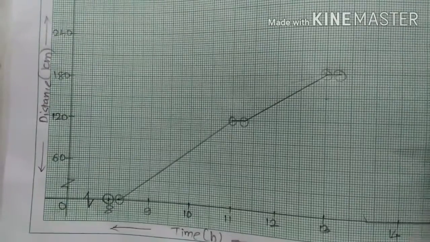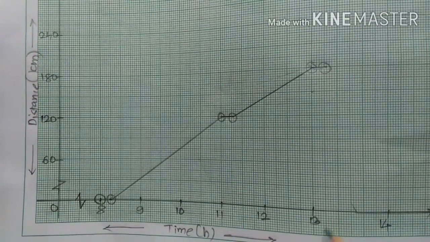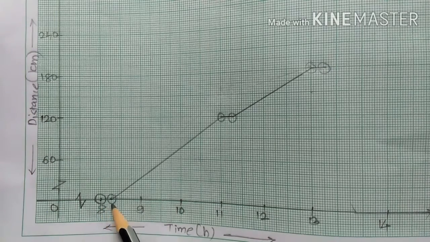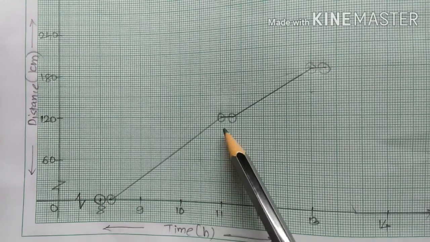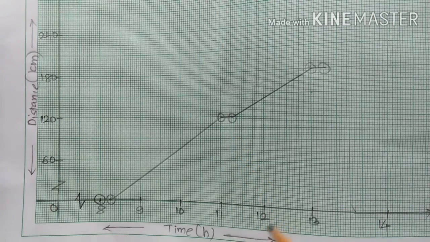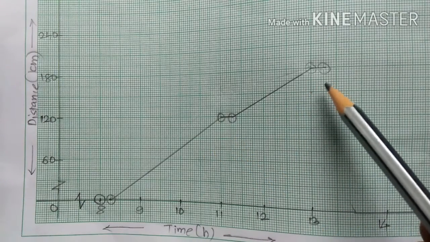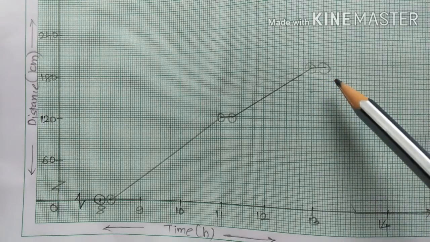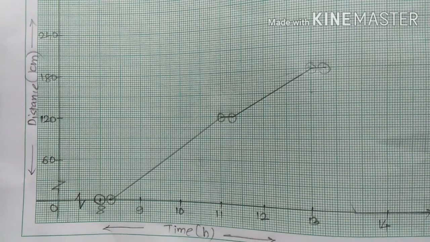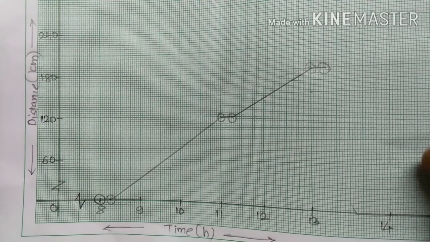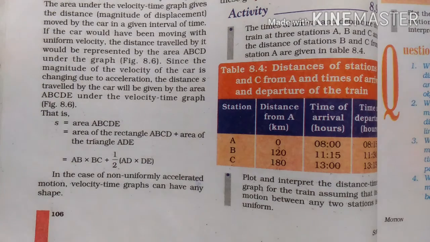See here, please students, stop the video and see how I have drawn this graph. See here at 8 o'clock and 8:15, then distance covered at 11 o'clock and 11:15, then after distance covered 180 at 1 o'clock and 1:15. See, I have drawn the graph. Pause the video and draw the graph on your graph paper. Now we will see the explanation.